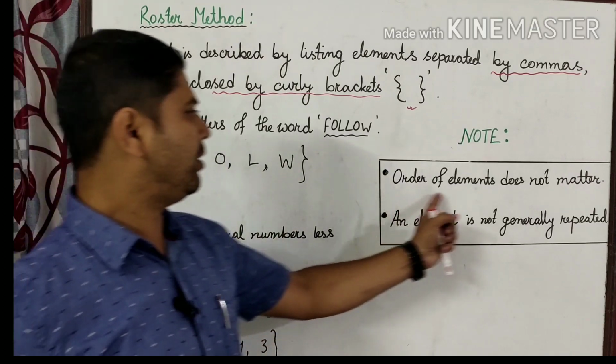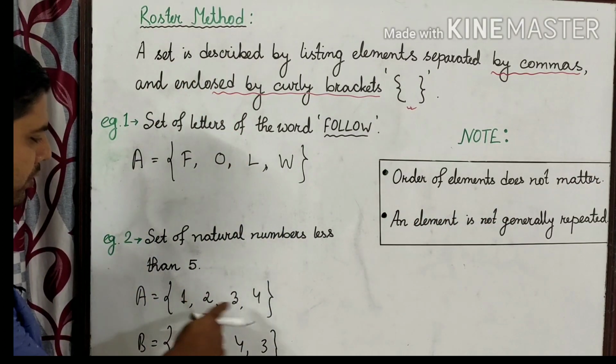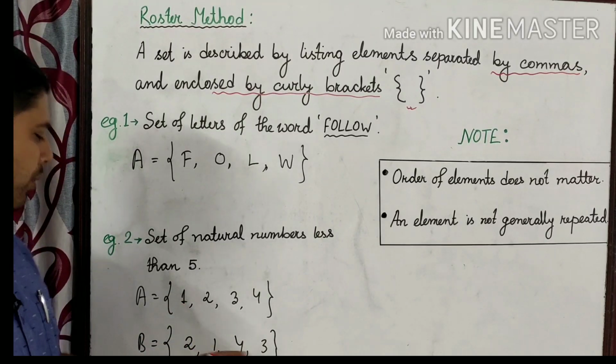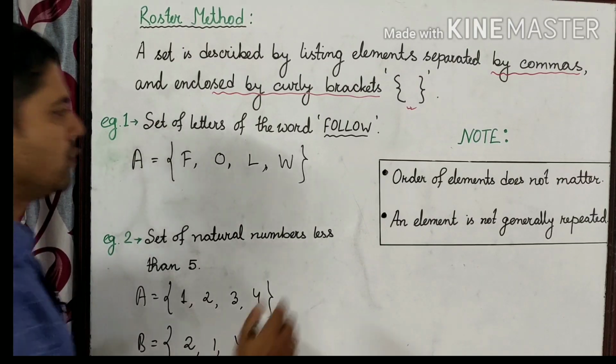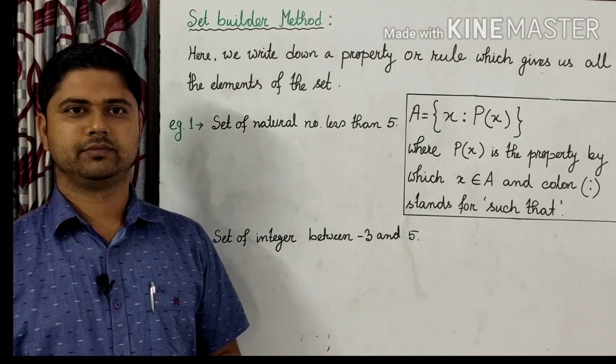Your next point: order of elements does not matter. So you can write in any order. Not only 1, 2, 3, 4. You can write 2, 1, 4, 3 or 4, 3, 1, 2. Anyone you can follow. These 2 points are so important.